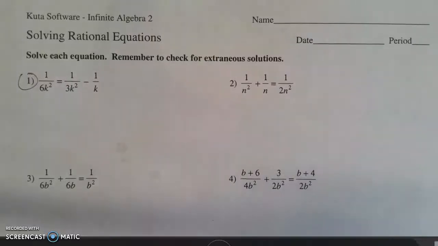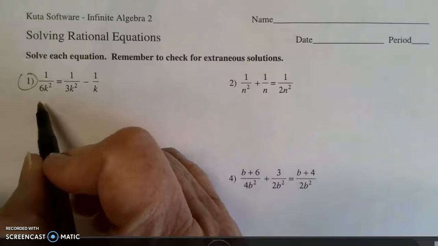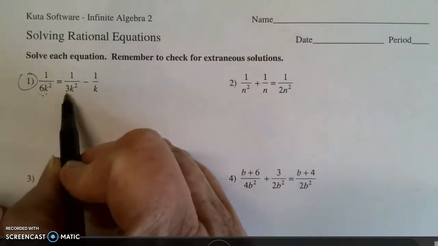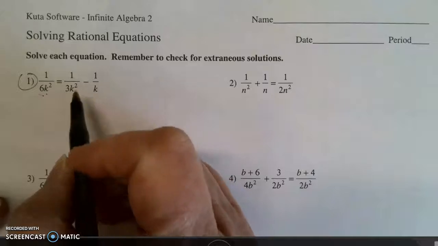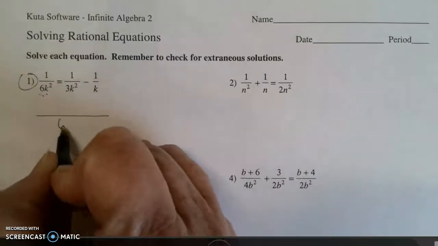All right, this week we're going to start solving. So in order to solve, we need common denominators. So I have 6k squared, 3k squared, and k. So my common denominator is going to be 6k squared.